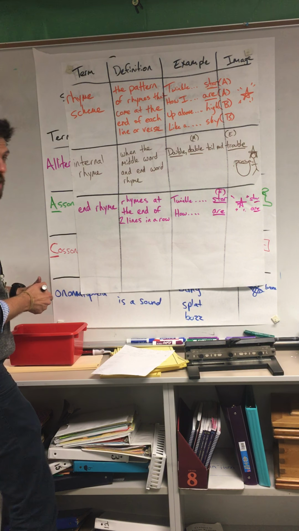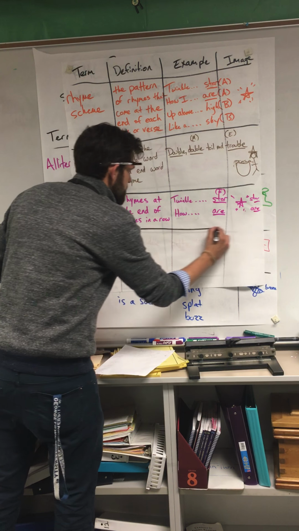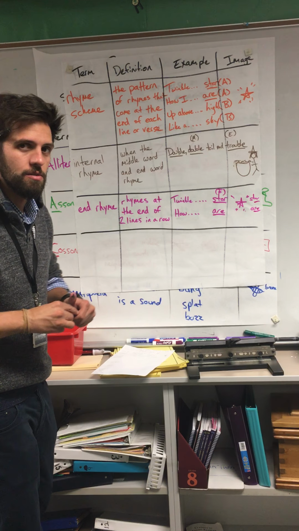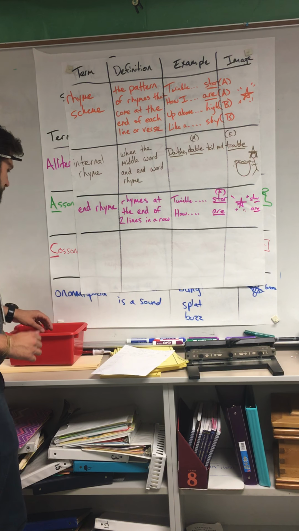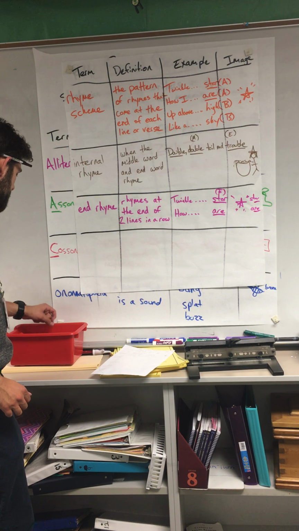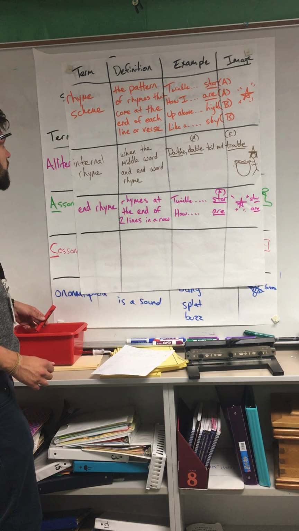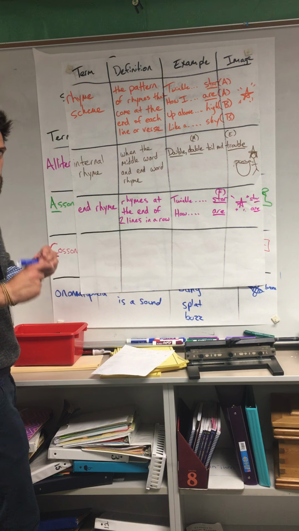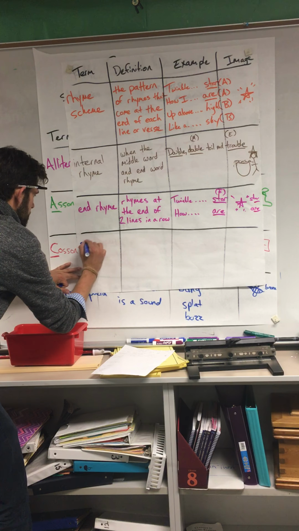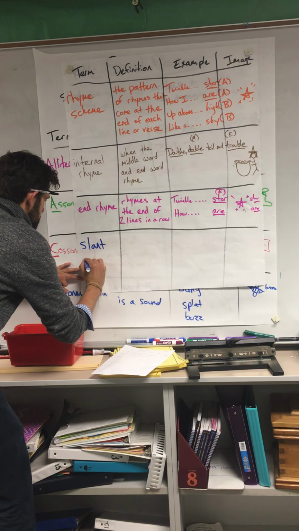Now, my actual absolute favorite type of rhyme. It's pretty exciting, so hold on tight. My absolute favorite type of rhyme is slant rhyme. Which color should we go with? Blue? Let's go with blue. Slant rhyme.